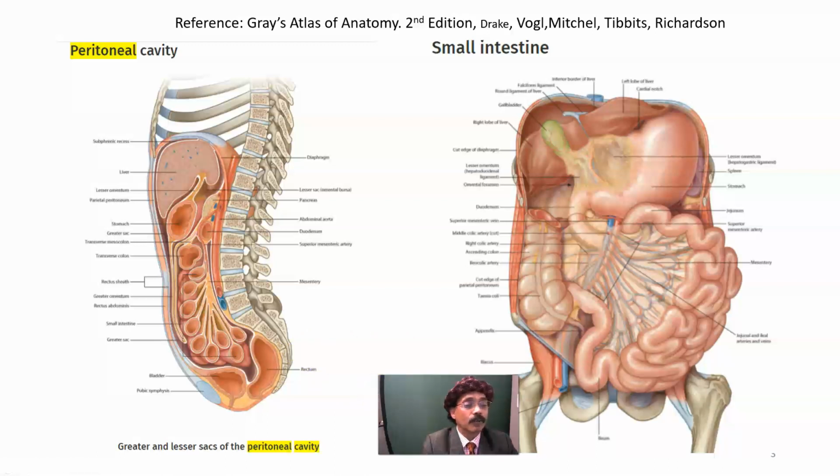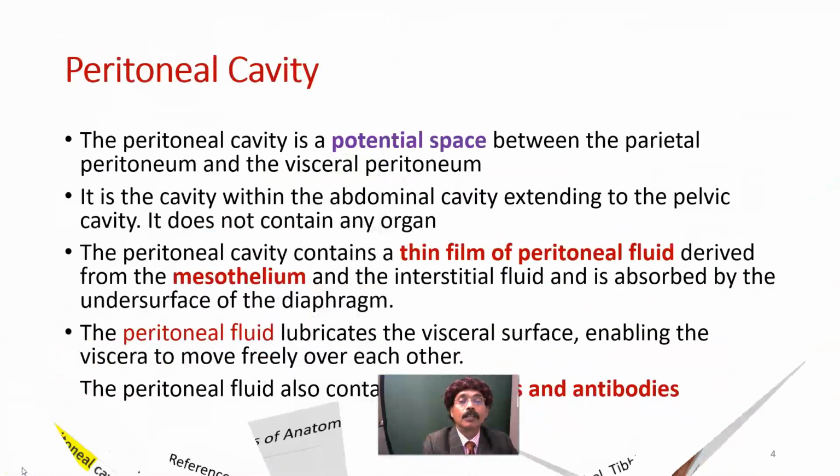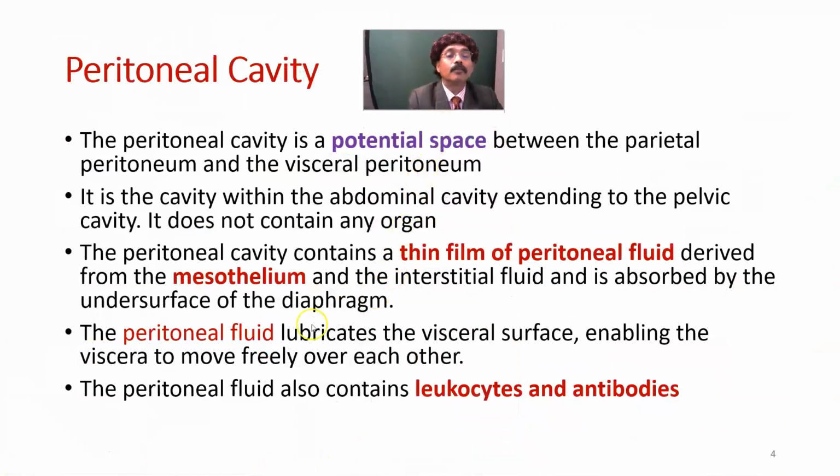Okay, we got that. Now go to the next slide. What is the peritoneal cavity? This is a potential space between the parietal peritoneum and the visceral peritoneum. It is the cavity within the abdominal cavity extending to the pelvic cavity. It does not contain any organ. This is a potential cavity. The organs are present inside the abdominal cavity.